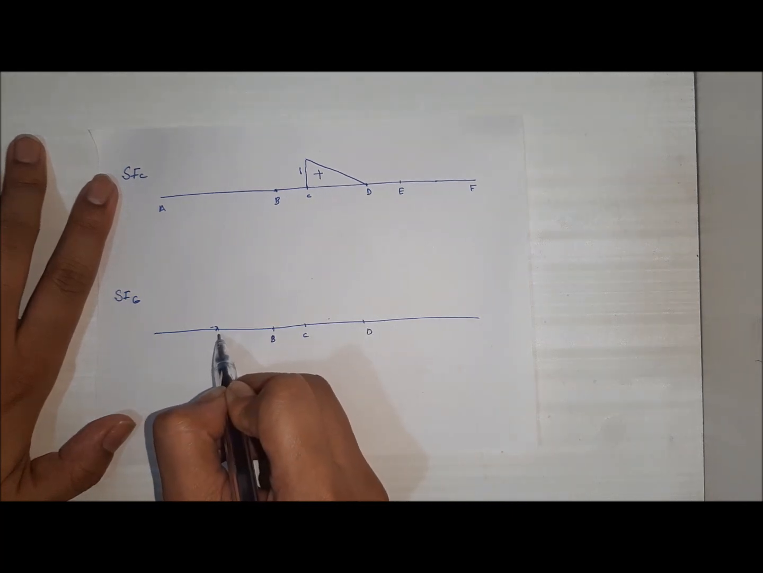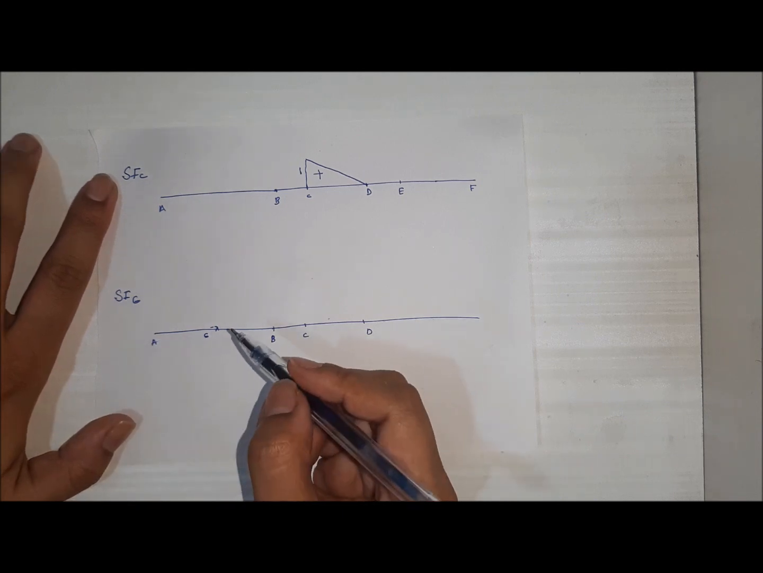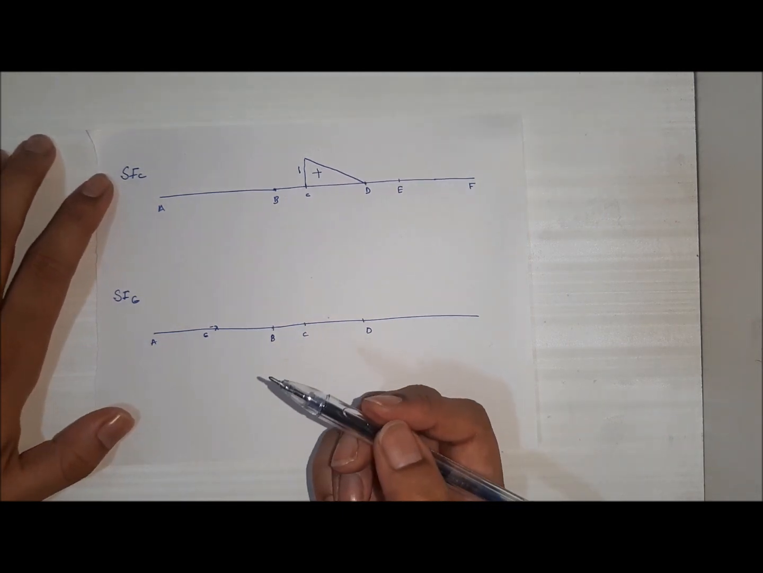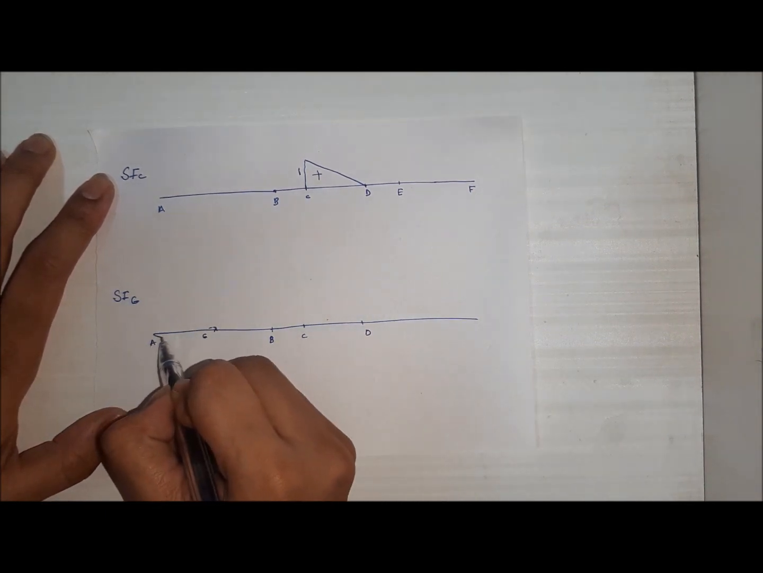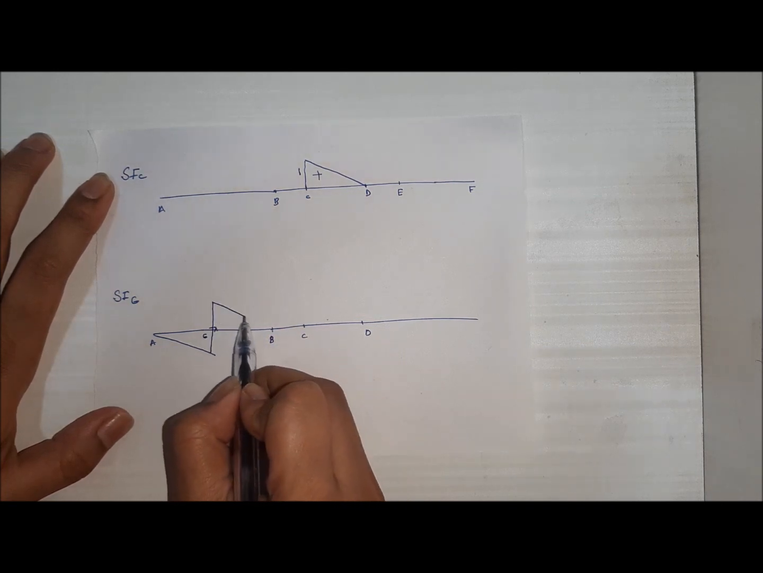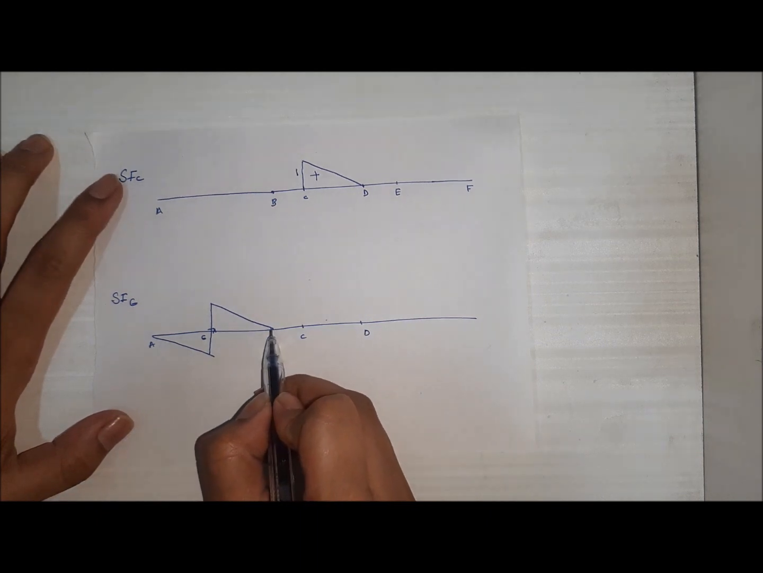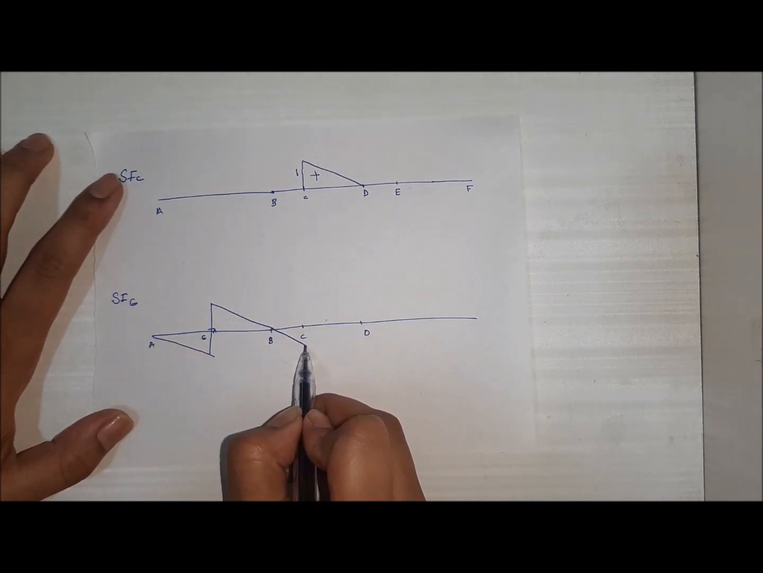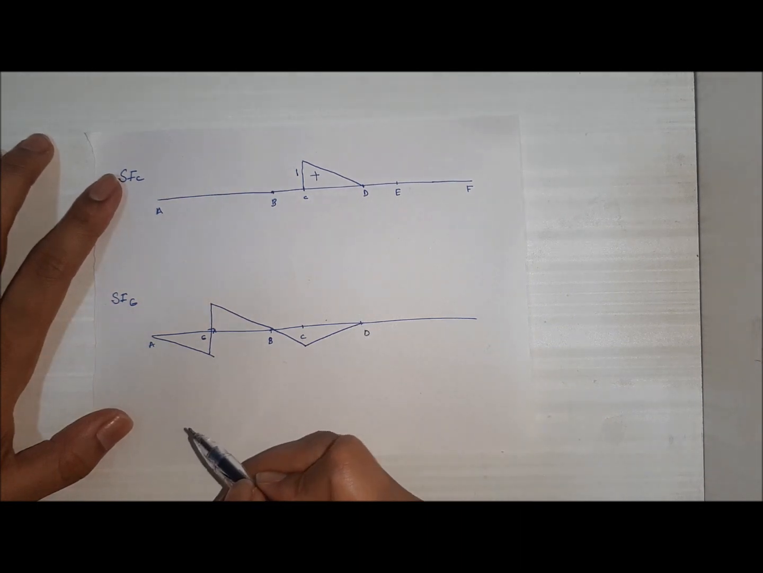This is point G. What we will do? We will consider AB as again a simply supported beam. So this portion will come downwards, this portion will go upwards, and it will get connected to B. As A, B, C have to be in a straight line, this portion will go down till C and it will get connected to D, right?